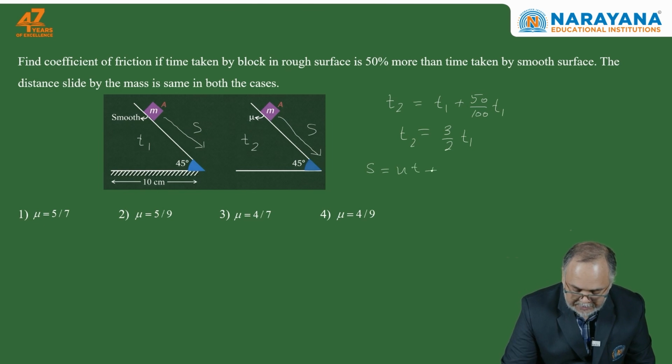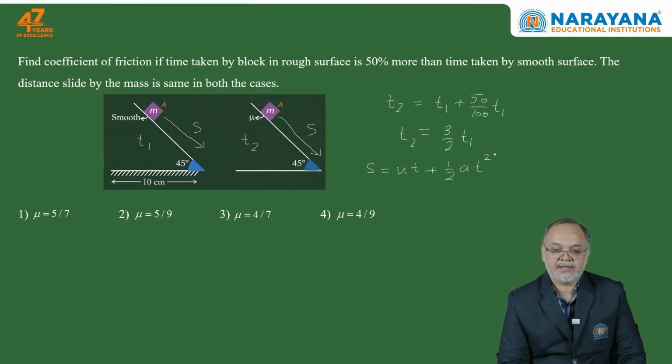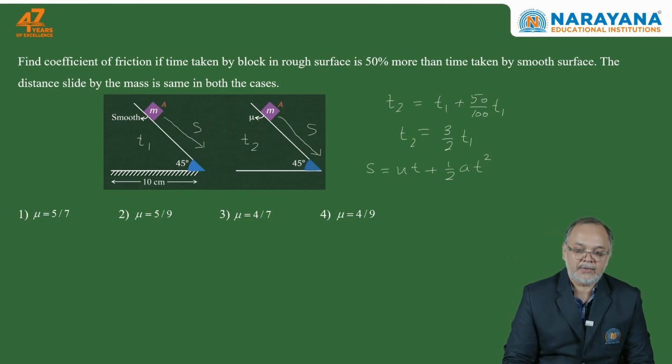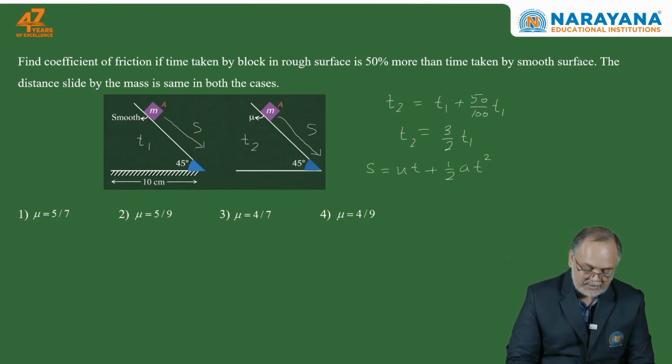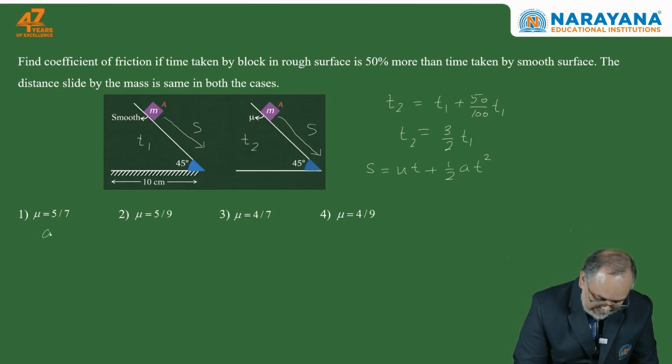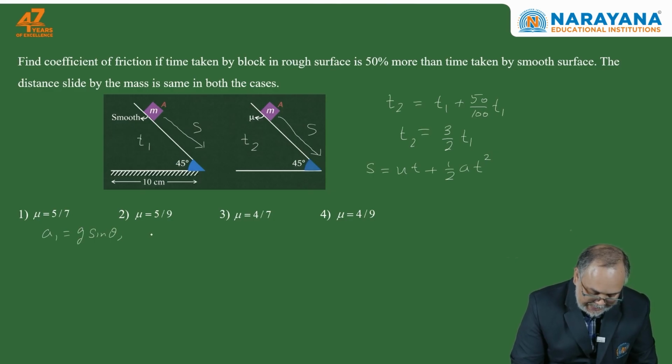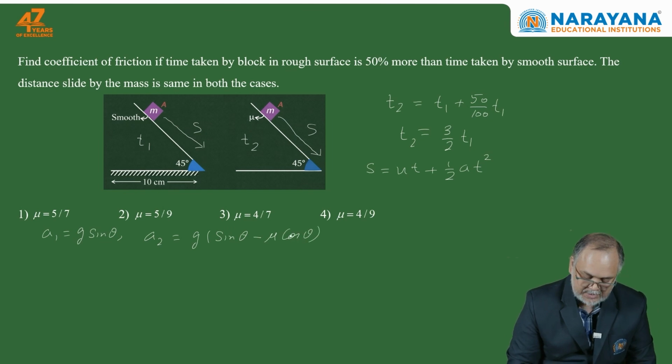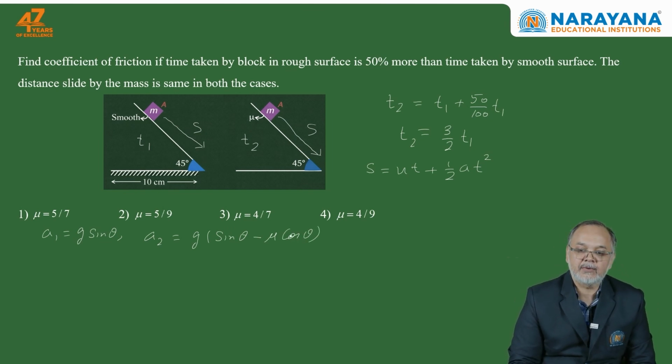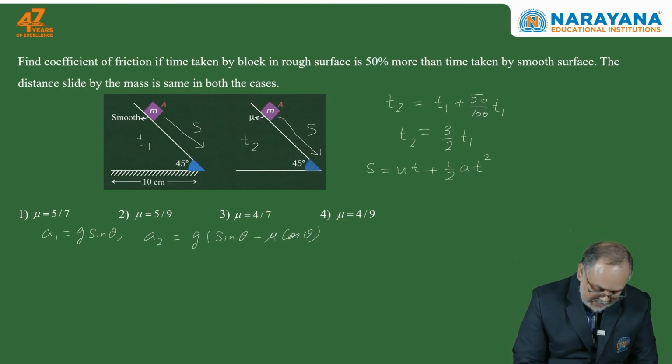ut plus half a t square, and in this equation u is what? 0. Start from rest. The acceleration of the block on the smooth surface, that is a1, is g sin theta, and the acceleration of the block on the rough inclined surface is g sin theta minus mu g cos theta. Now we can equate the displacement in time t1 and t2.